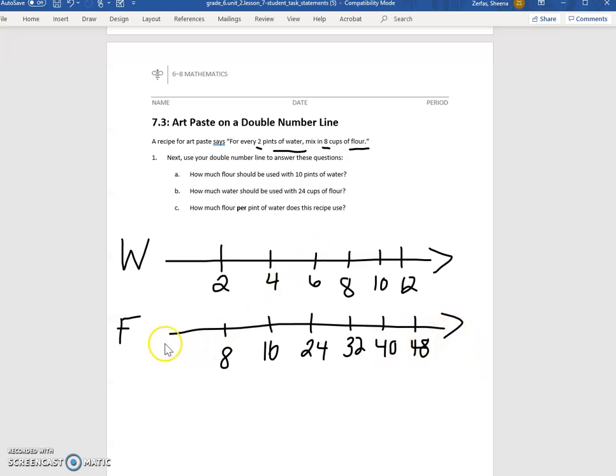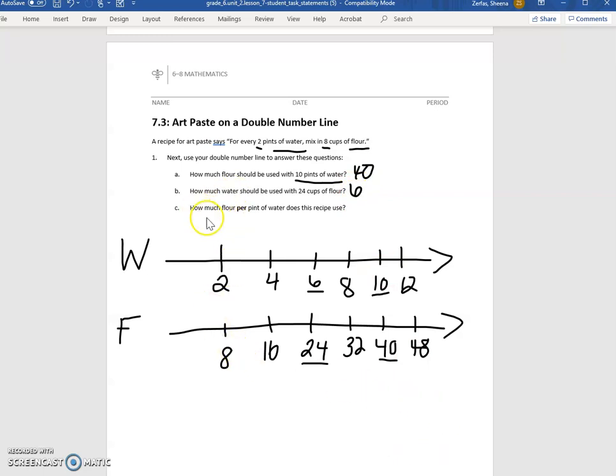Using this set of double number lines, I can answer A and B. So looking at A, how much flour am I going to use for 10 pints of water? So I go to my number line where I have 10 on the water, and my answer is what number is underneath. So 40 flour. For part B, how much water do you use for 24 flour? So I'm going to look on my number line for 24 on the flour line. That's here. And the value above it is going to give me my answer here, 6.